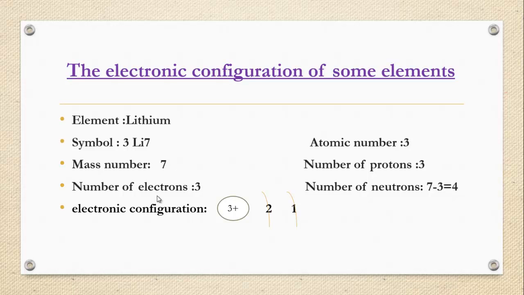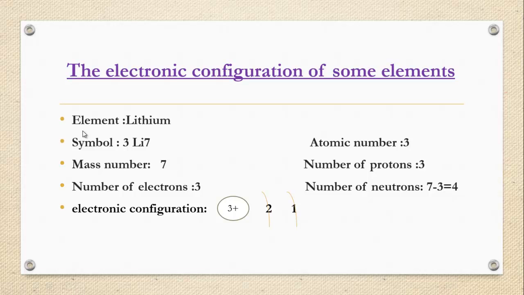Okay? But if the atom is a stable atom, in the ordinary case, the number of protons is equal to the number of electrons. So the number of protons equals 3 and the number of electrons equals 3, because the atom is neutral. What's meant by the atom is neutral? Neutral means the number of protons is equal to the number of electrons. The number of positive charges is equal to the number of negative charges.